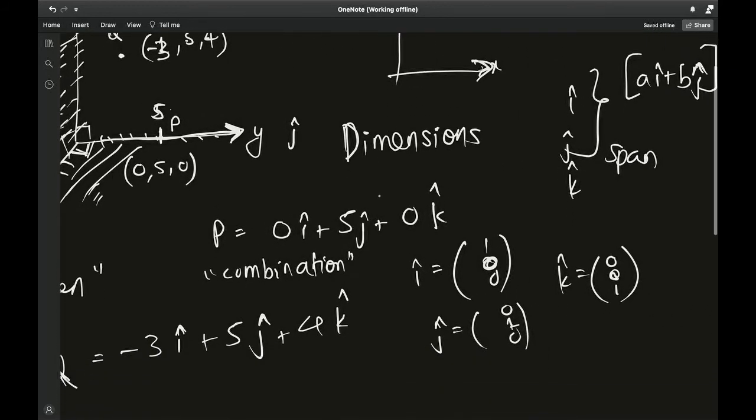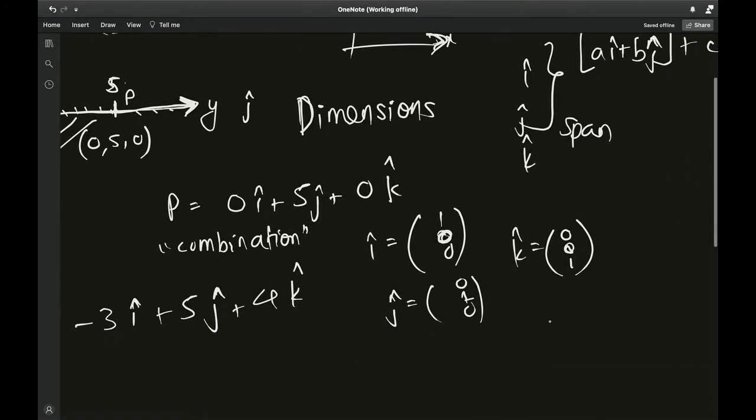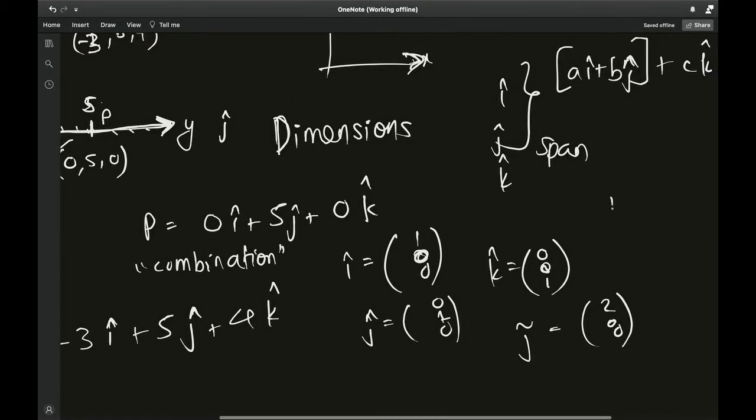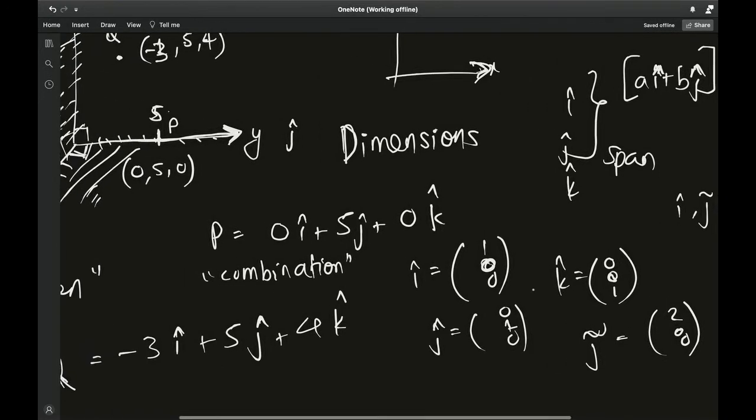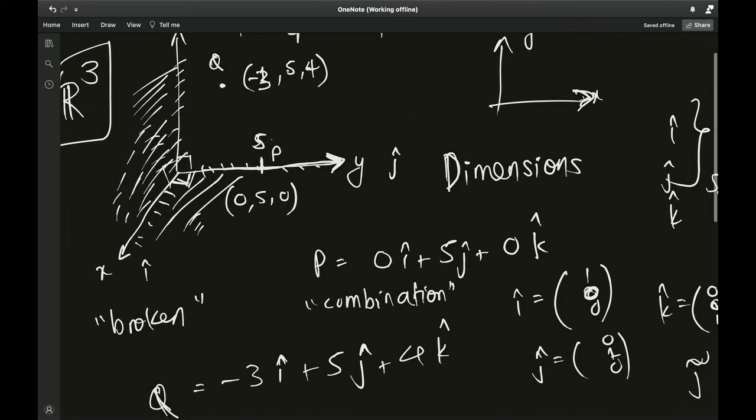If you had, instead of J cap, say J squiggle, for example, which was say 2 0 0, and you wanted to construct a basis with I cap as always, J squiggle, and K cap as always, you wouldn't be able to, because J squiggle is a linear combination of I cap. I mean, you take two I caps, you get J squiggle. So J squiggle is actually in the same direction as I cap.